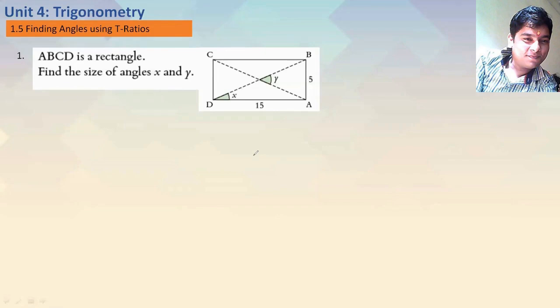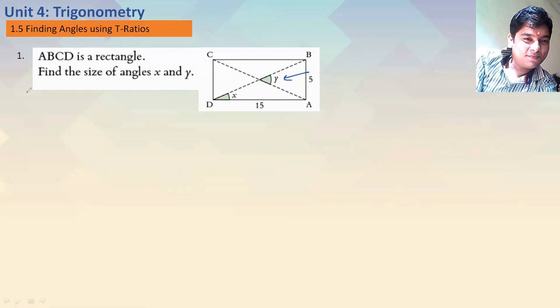What about diagonals? Are the diagonals equal? Yes, they are equal. And the diagonals bisect each other. Do you understand diagonals bisecting each other? In a rectangle, the angle between the diagonals is not 90 degrees. Otherwise, we wouldn't have to find this y.